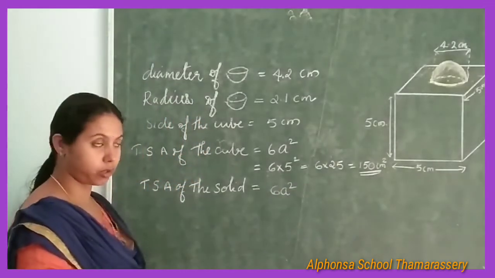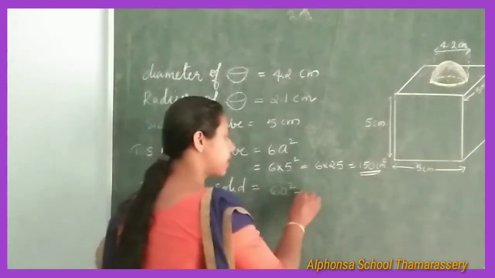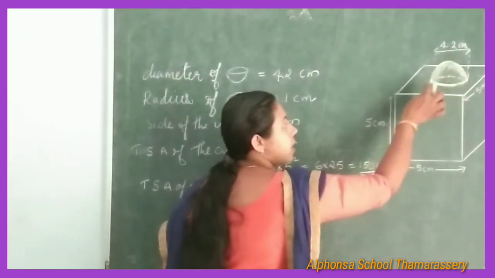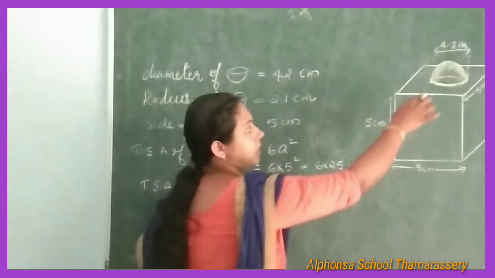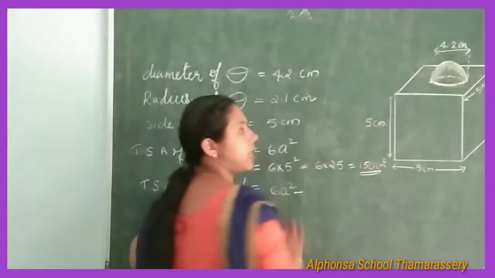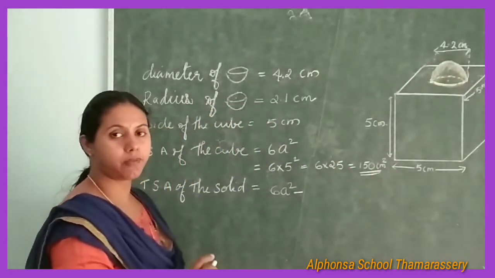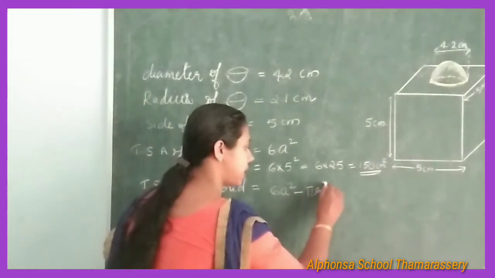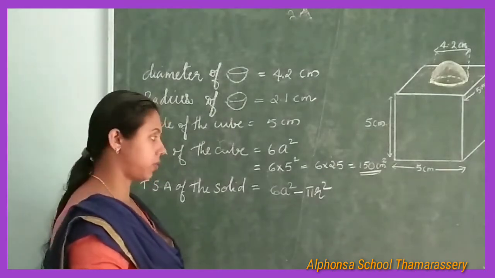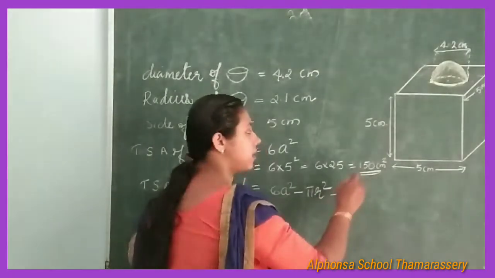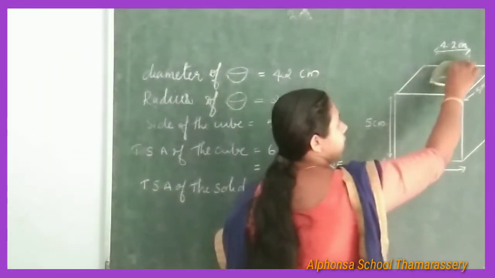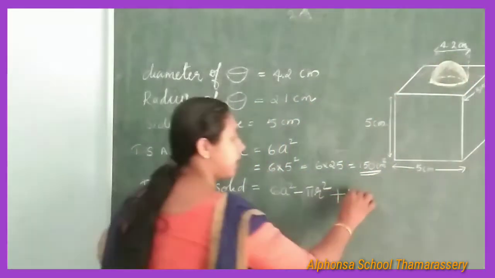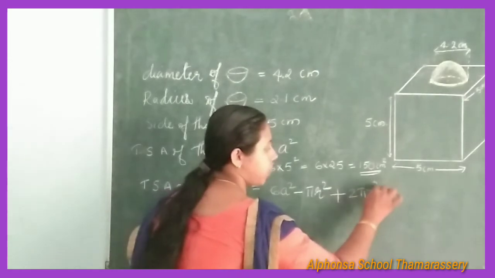Total surface area of the cube minus... we don't want the whole area of this face, we need only this portion. So from the total surface area, we want to subtract the base area of the hemisphere. Base area of hemisphere is pi r square. So subtract that area. So 6a square minus pi r square plus, we need to know the area of this curved surface. Curved surface area of the hemisphere, that is 2 pi r square.